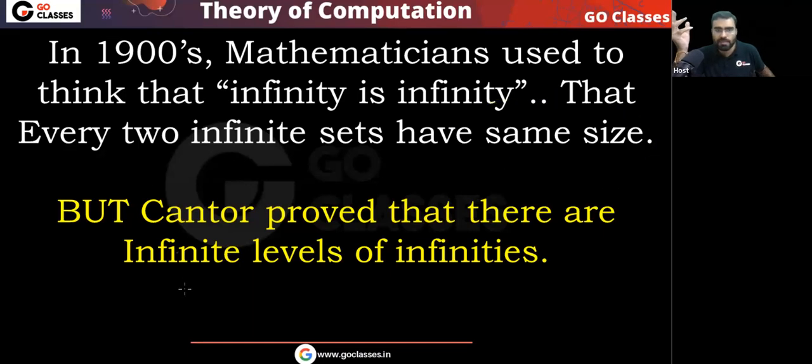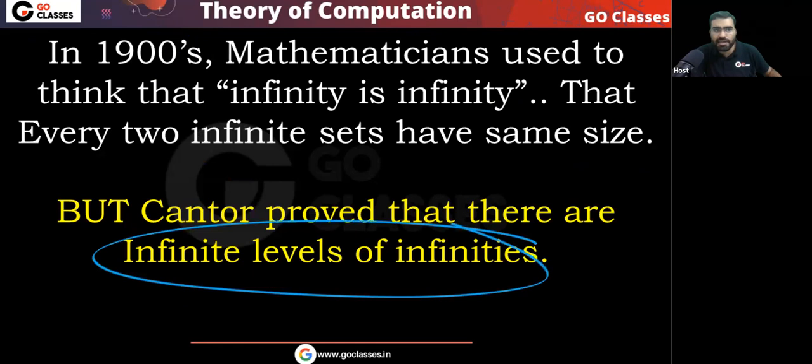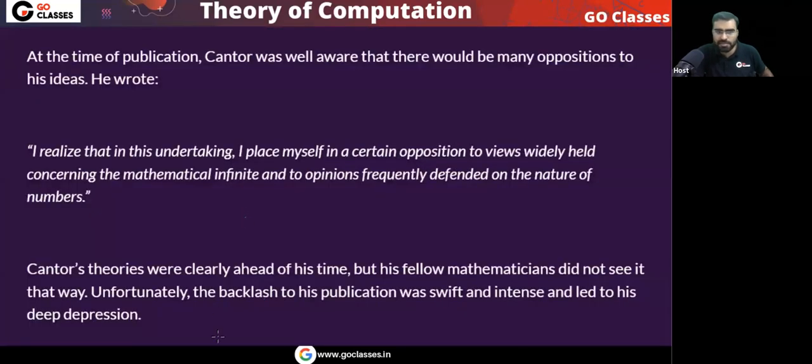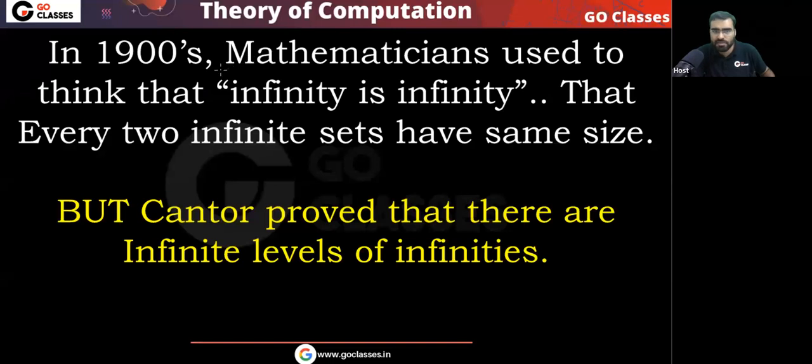Yes or no? Agree or not? Okay, so this is what people used to think, mathematicians at that point of time in 1900. But what Cantor did, Cantor said that no, in the infinity also there are infinite levels. Means some infinite sets are bigger than other infinite sets. This is what Cantor did. Okay, so Cantor basically did something that mathematicians did not know.